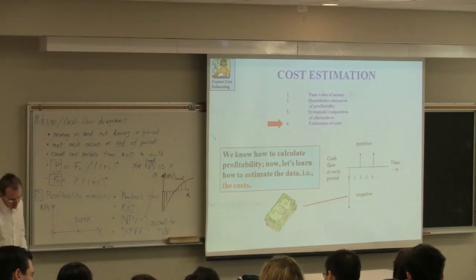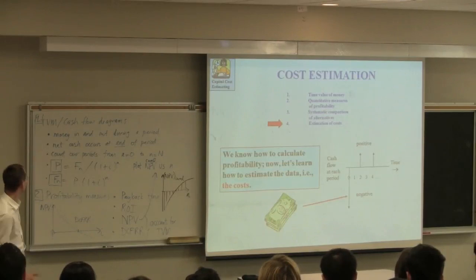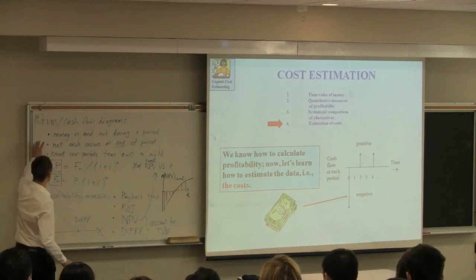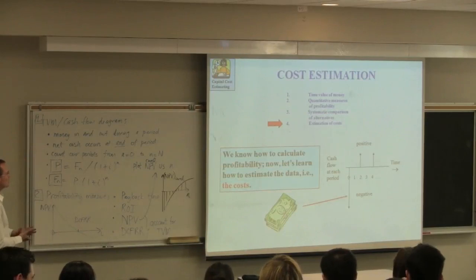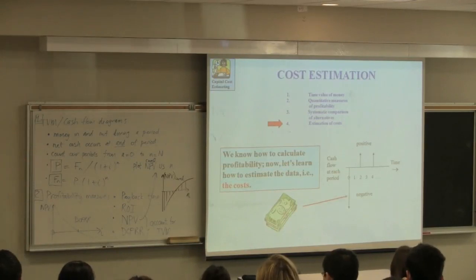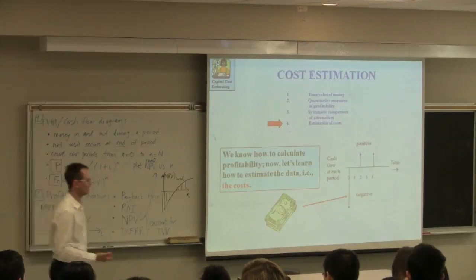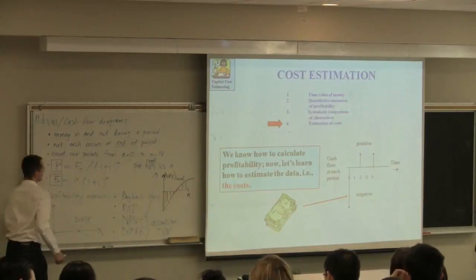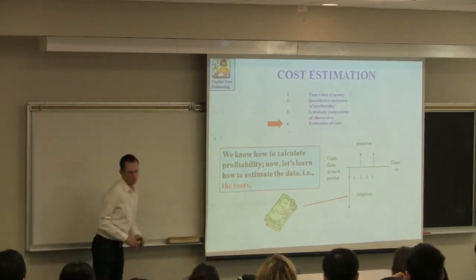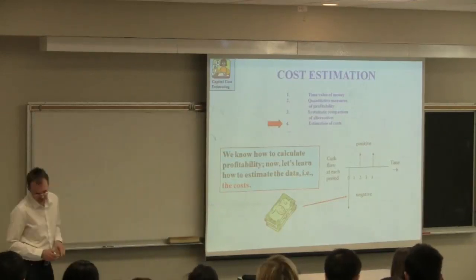Okay, so those are the first two sections, the TVM section and the profitability section. We spent about 2 to 3 weeks in those. Then very recently we looked at the concept of depreciation and taxes, and then yesterday's class we looked at sensitivity. So let's take a look at those quick. I'll bring that board back.